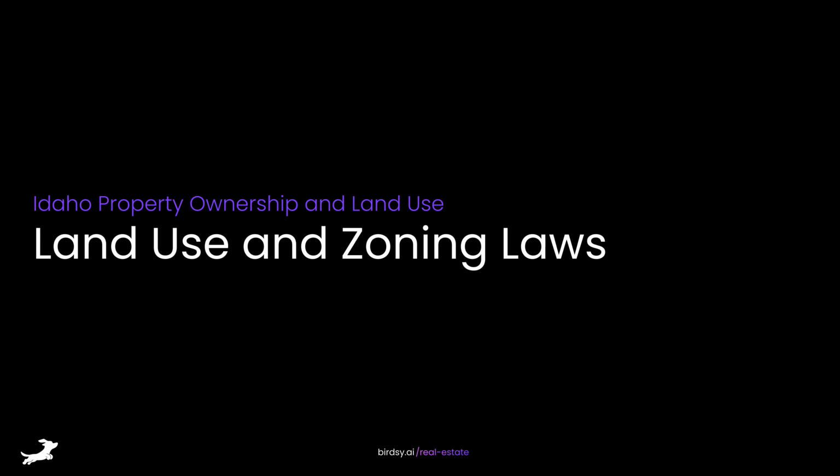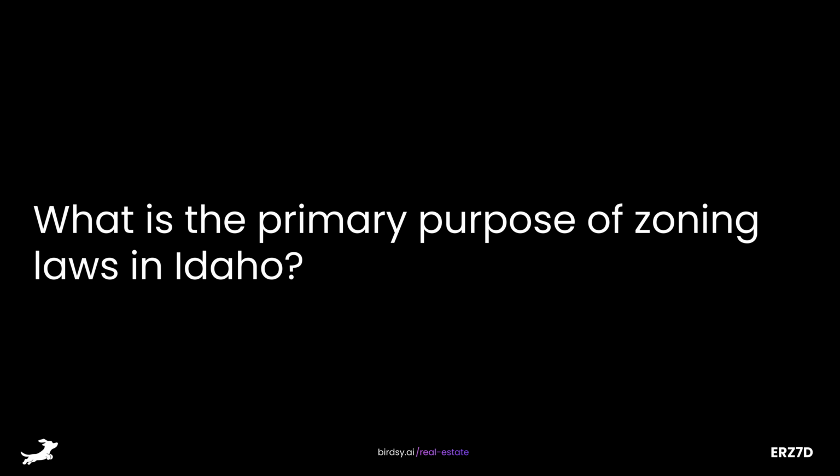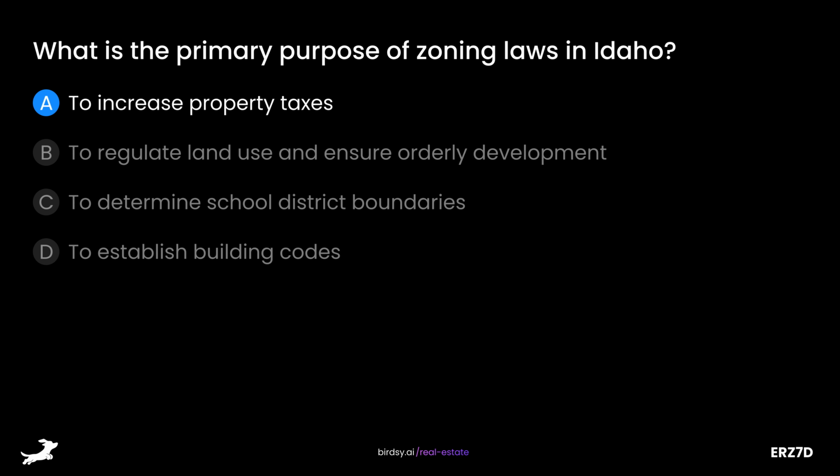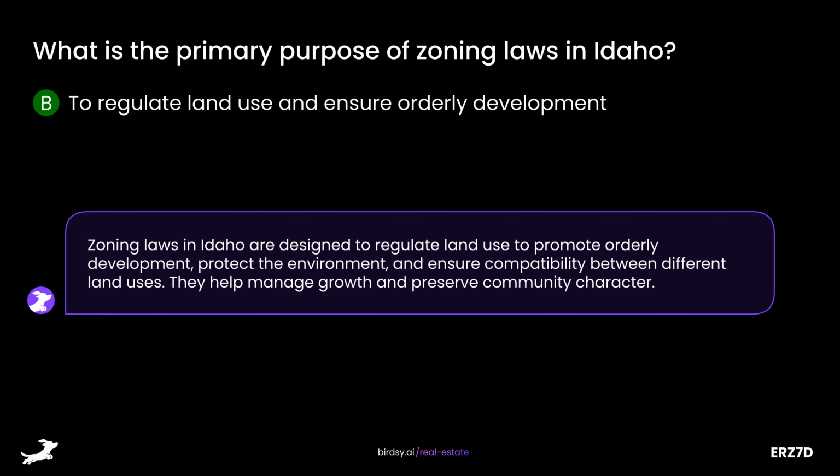Land use and zoning laws. What is the primary purpose of zoning laws in Idaho? Is it A, to increase property taxes, B, to regulate land use and ensure orderly development, C, to determine school district boundaries, or D, to establish building codes? The answer is B, to regulate land use and ensure orderly development. Zoning laws in Idaho are designed to regulate land use to promote orderly development, protect the environment, and ensure compatibility between different land uses. They help manage growth and preserve community character.